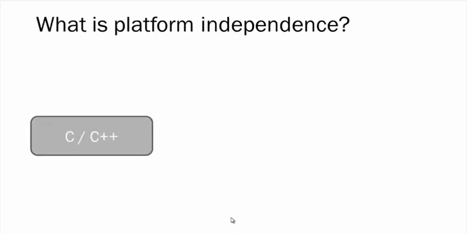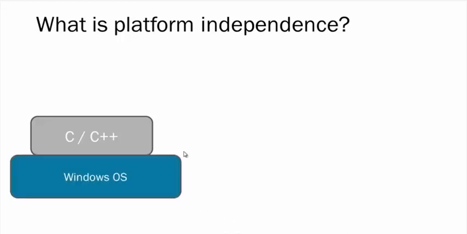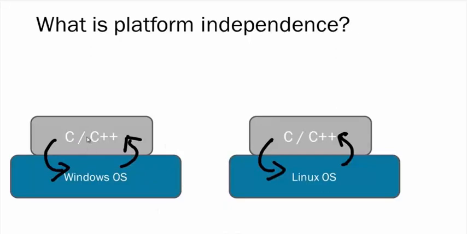Now if you take a language like C or C++, you write them on top of the Windows operating system and you compile them. Once compiled, the C and C++ languages make use of the Windows operating system resources to run. So you cannot take this compiled C and C++ code and try to run it on Linux. So C and C++ are not platform independent because they depend on their operating systems. Whichever platform you compiled in, you have to run them only on that particular platform or operating system.